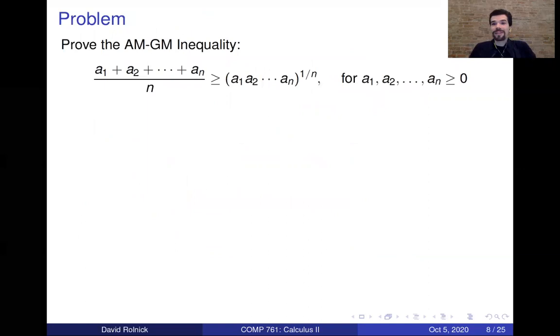Let's prove the AM-GM inequality that we saw before. This is again the AM-GM inequality: the arithmetic mean, just the average of some numbers, if they're non-negative, is greater than or equal to the geometric mean, so the nth root of their product. How can we do this? What are some thoughts?